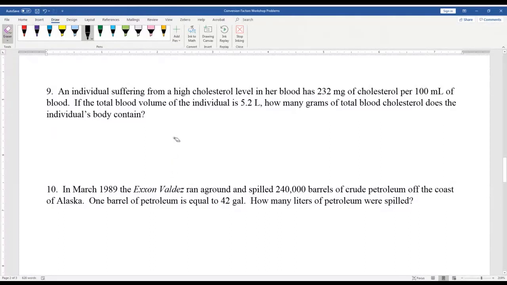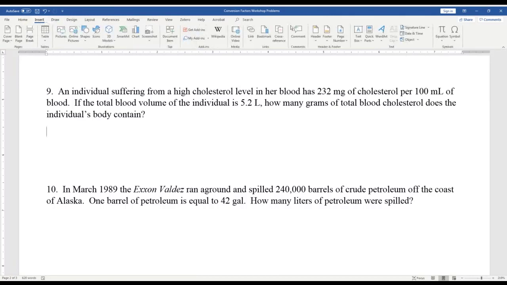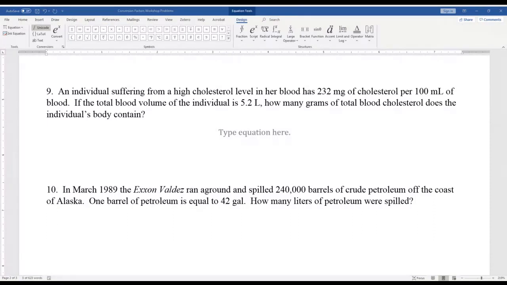Okay. So it said an individual suffering from high cholesterol in her blood has 232 milligrams of cholesterol per 100 milliliters of blood. If the total blood volume of the individual is 5.2 liters, how many grams of total blood cholesterol does the individual's body contain? Okay, so what number should I start with here? Where do I start? 232 milligrams of cholesterol per 100 milliliters?